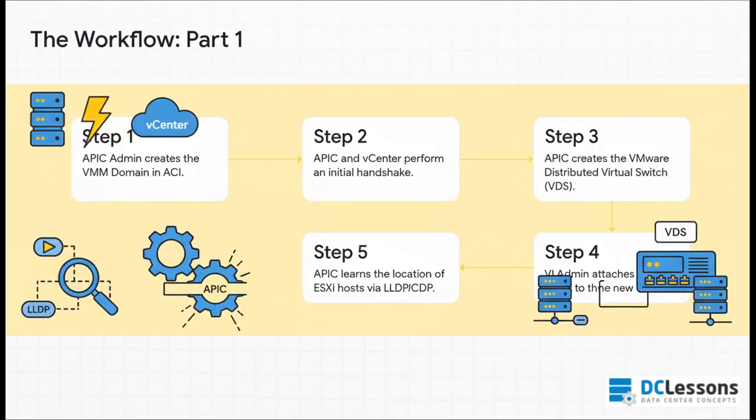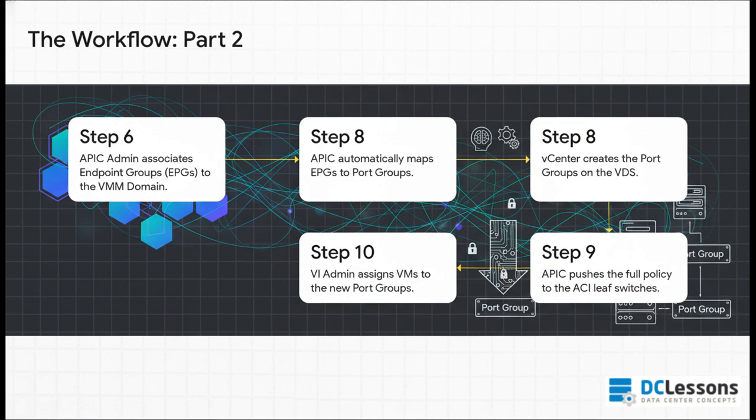Okay, let's take the first 5 steps. It kicks off with the ACI admin creating that VMM domain. That action alone starts the conversation with vCenter. Once they're talking, the APIC literally reaches into vCenter and creates a brand new distributed virtual switch, a VDS. At that point, the VMware admin just has to do one thing: attach their ESXi hosts to this shiny new VDS. As soon as they do that, ACI uses protocols like LLDP or CDP to figure out exactly which physical switch ports those hosts are connected to. No more guesswork.